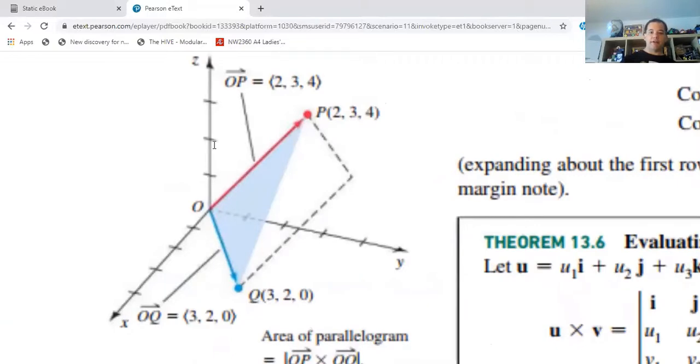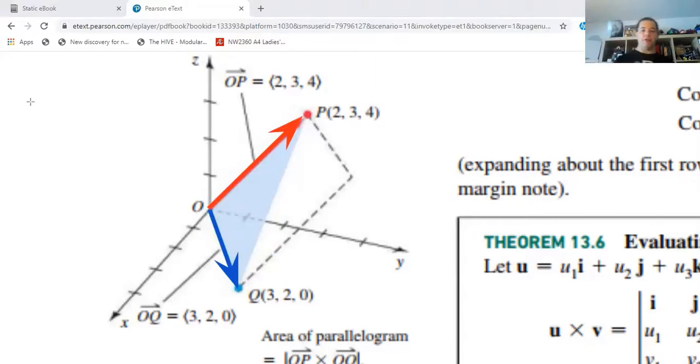Then we have these 2 other vectors, a red one and a blue one. So let's do the blue one. So the blue one is from here to here. Mine is a bit thicker. That's the vector OQ with components 3, 2, 0. And then you also have the red one, from here to here. And that is the vector OP. And that has components 2, 3, 4.